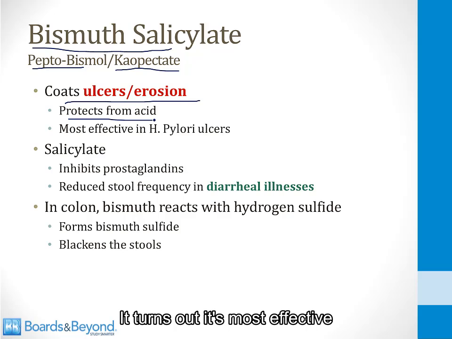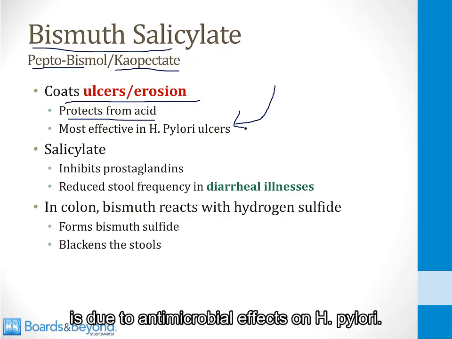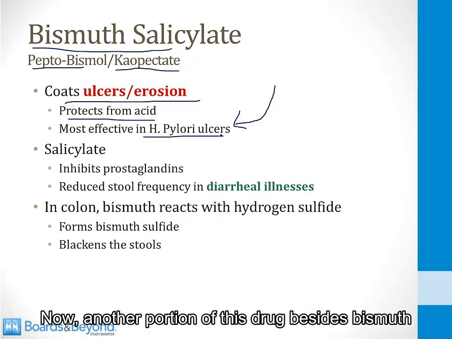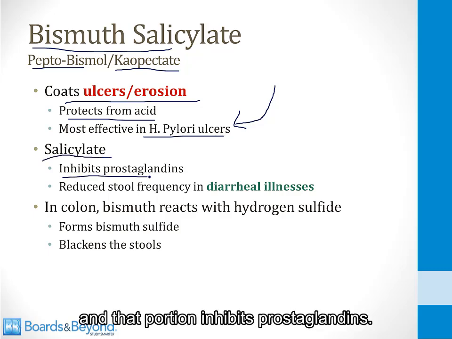It turns out it's most effective in ulcers caused by H. pylori, so as we'll talk about in a minute, at least some of the benefit of this drug is due to antimicrobial effects on H. pylori. Now, another portion of this drug besides bismuth is the salicylate portion, and that portion inhibits prostaglandins.